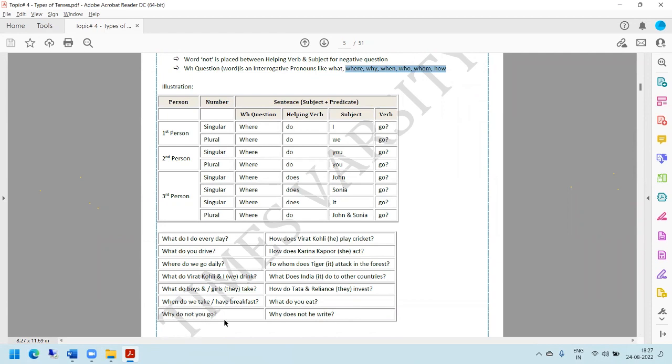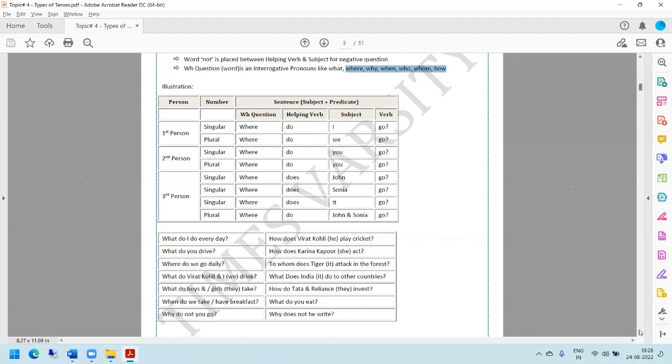Why do not you go? Right? How does Virat Kohli play cricket? How does Kareena Kapoor act? To whom does the tiger attack in the forest? What does India do to other countries? How do Tata and Reliance invest? Do you eat? What do you eat? Then why does not write? So you can see this.